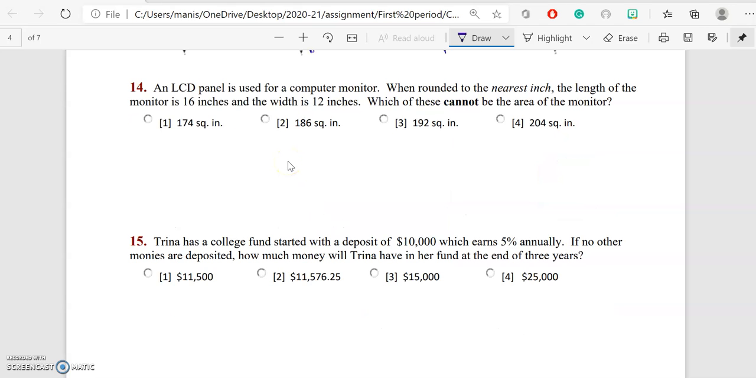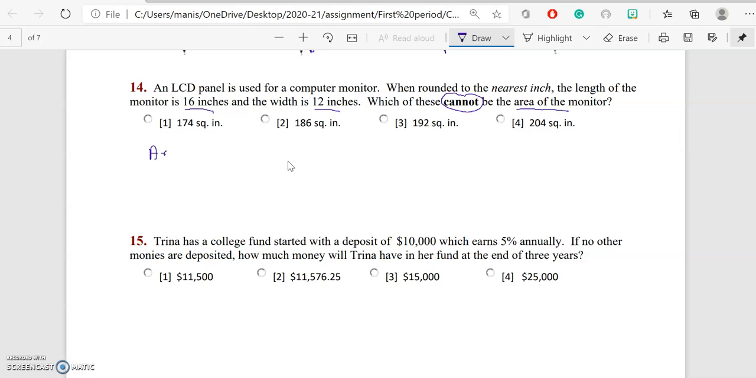An LCD panel is used for a computer monitor. When rounded to the nearest inch, the length of the monitor is this and the width is 12 inches. Which of these cannot be the area of the monitor?